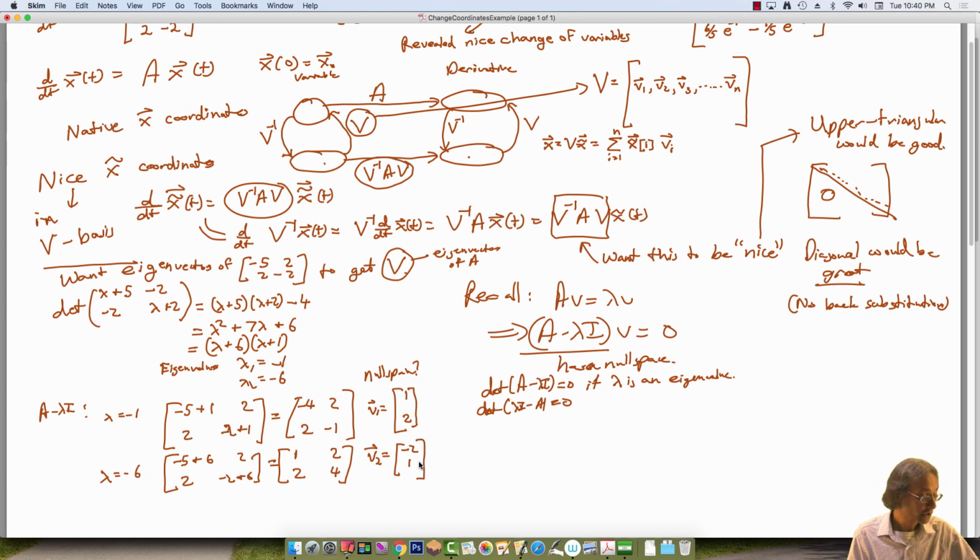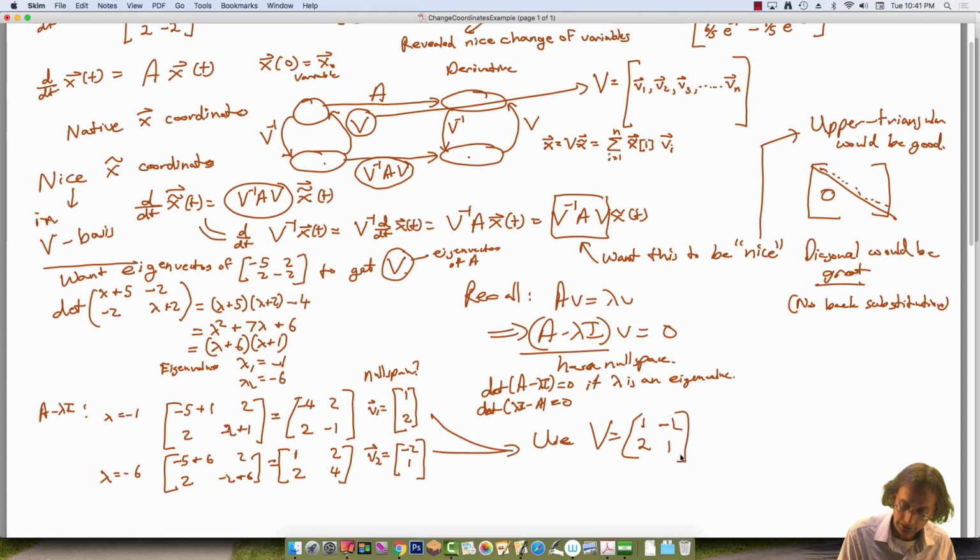So now I have 2 eigenvectors. Let's use V equals the 2 eigenvectors put together: the first one, 1, 2, and the second one, minus 2, 1. For this, we can also compute the inverse. Remember, we need both of these. V inverse is just going to be, oops. It's pretty easy to see.